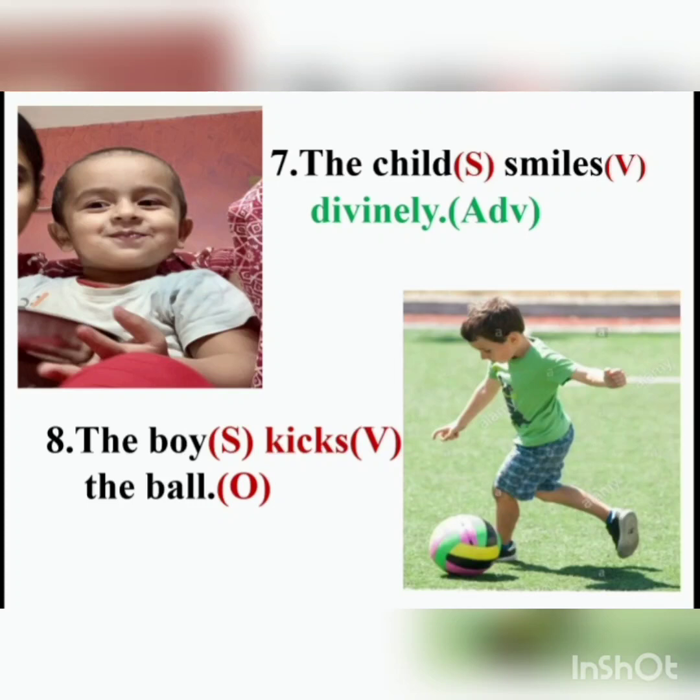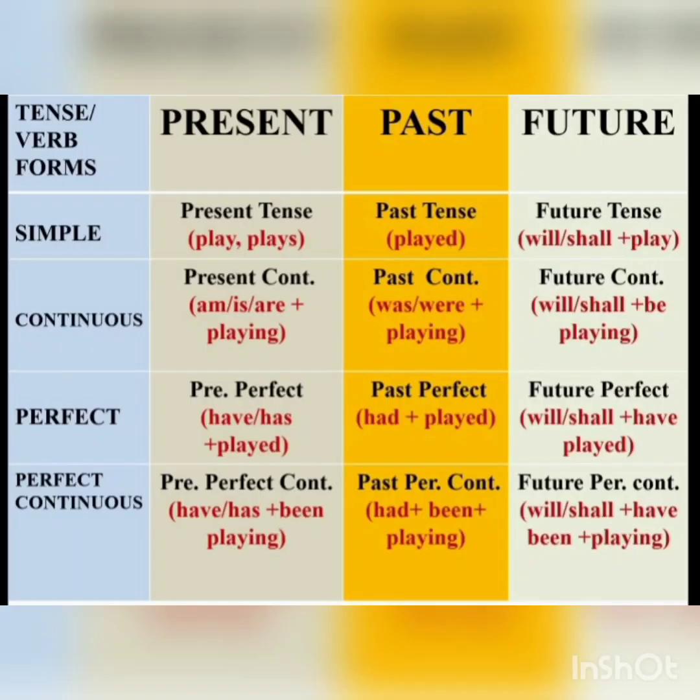The boy kicks the ball. The boy is the subject. Kicks is the verb. And the ball receives the action performed by the subject. Hence it is an object. And it is a transitive verb.